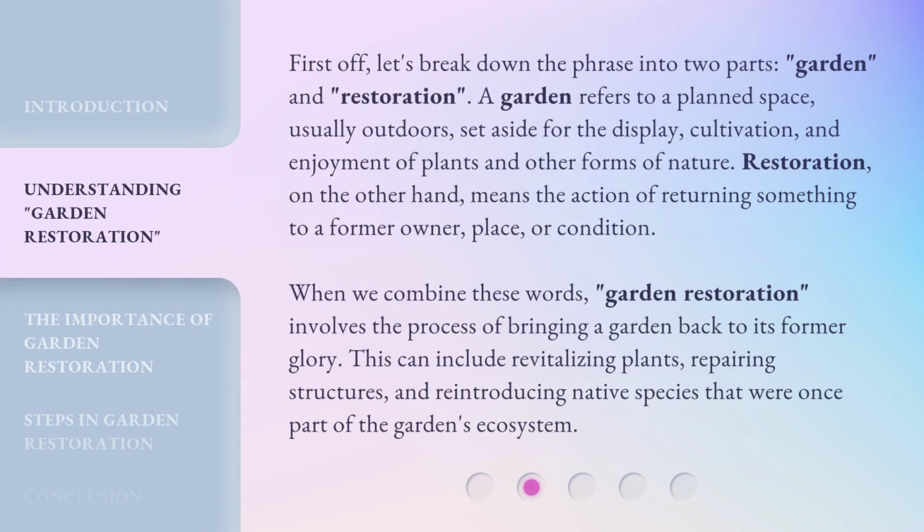First off, let's break down the phrase into two parts, garden and restoration. A garden refers to a planted space, usually outdoors, set aside for the display, cultivation, and enjoyment of plants and other forms of nature. Restoration, on the other hand, means the action of returning something to a former owner, place, or condition. When we combine these words, garden restoration involves the process of bringing a garden back to its former glory. This can include revitalizing plants, repairing structures, and reintroducing native species that were once part of the garden's ecosystem.